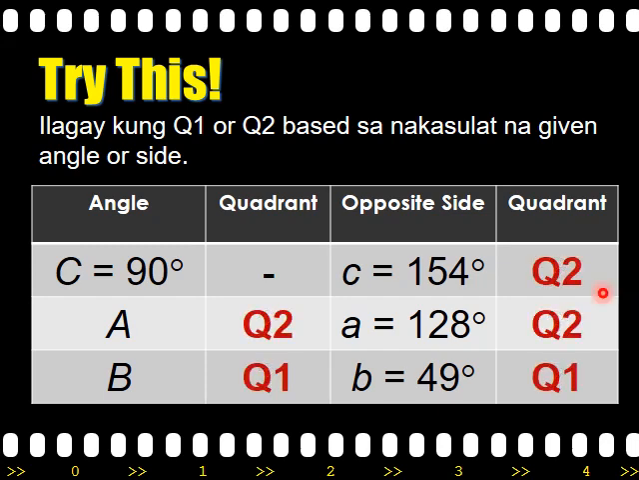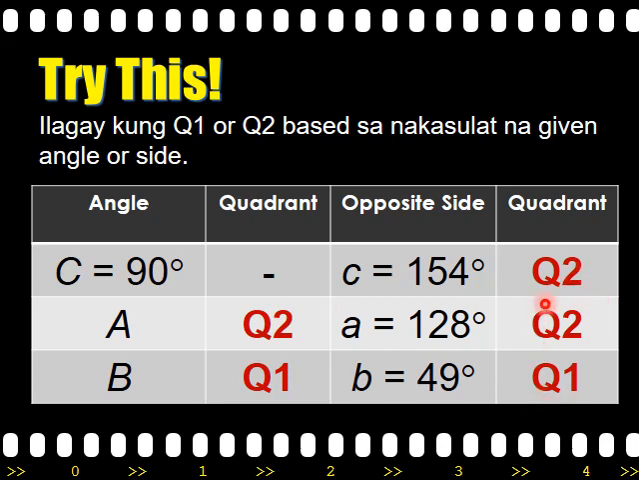Yan. So, si side C is 154 degrees. So, siya ay nasa second quadrant. Okay? Kasi greater than 90 degrees, but less than 180. Now, ang given natin na si side A is 128 degrees. Since nasa Q2 siya, ibig sabihin, si side B na 49 degrees, dapat nasa Q1. So, magkaibang quadrants. Okay? Now, itong si side A and angle A and B, dapat different quadrants din.